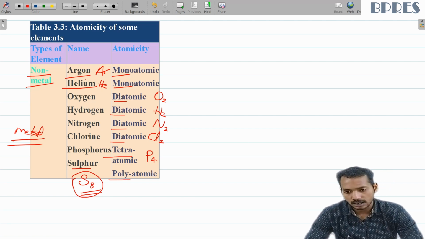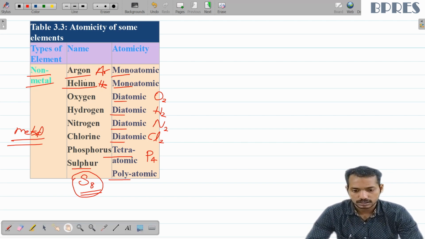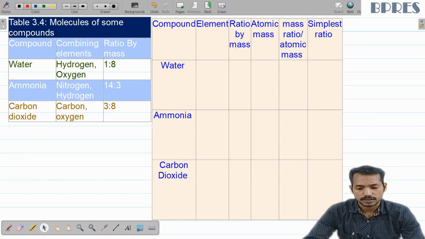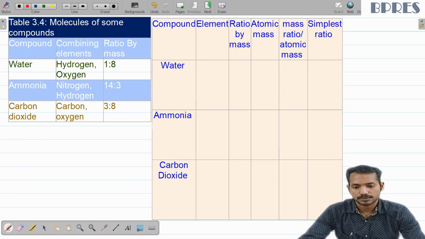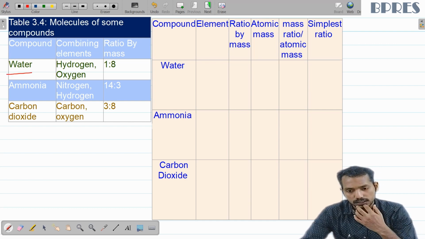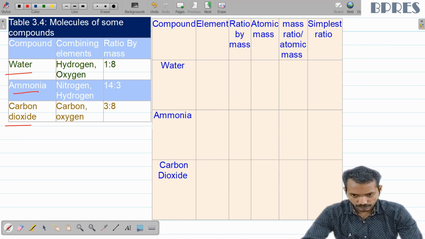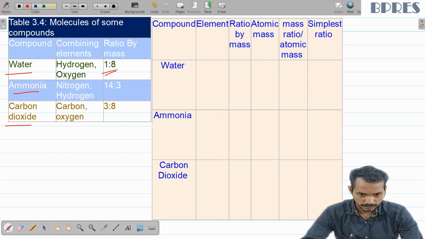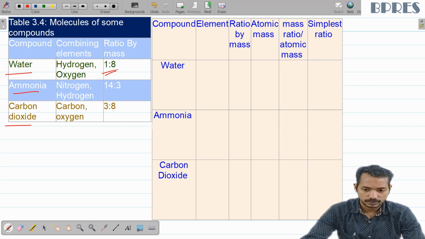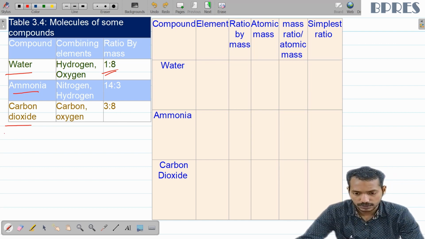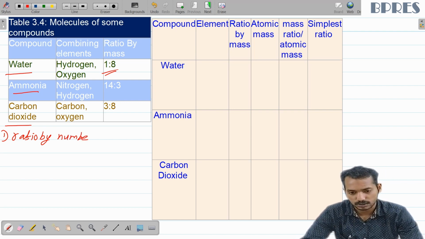Now let's see another topic that comes under this section. Now we are going to discuss activity 3.2. Here there are 3 compounds given: water, ammonia, carbon dioxide. In the case of water, what are the elements? Hydrogen and oxygen. Ratio by mass is given as 1:8. We have to give the ratio by number. In the case of water, we already know that it is 2:1 because of 2 hydrogen and 1 oxygen.